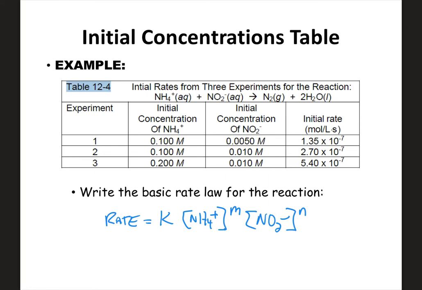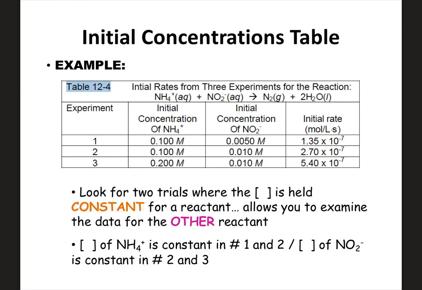You don't have to actually solve for the orders yet if you're just writing the general rate law here. Now what you want to do is determine the values of M and N, your exponents, your orders of the reaction, using this data table. So how do we go about determining the order for a particular reactant? You look at two trials where the concentration is held constant for a particular reactant. That allows you to examine the data for the other reactant, and determine the order for the other reactant.